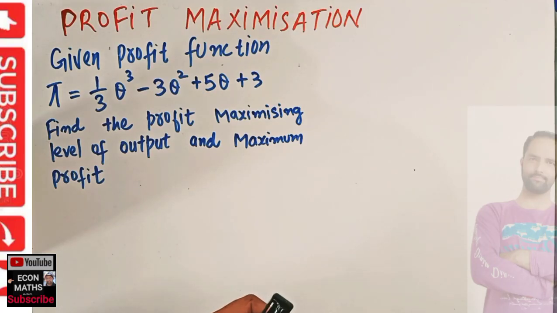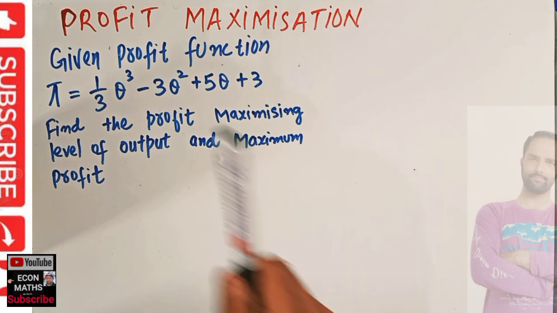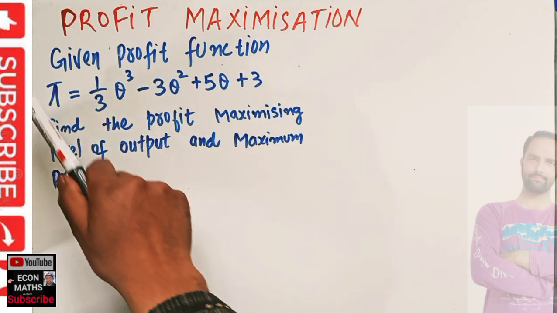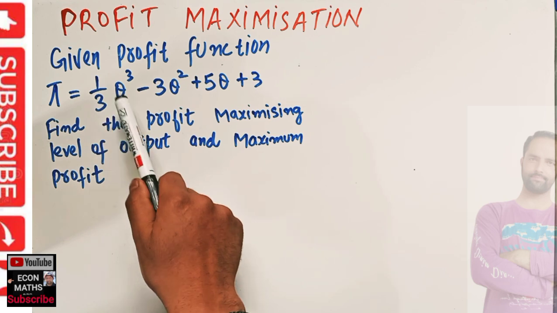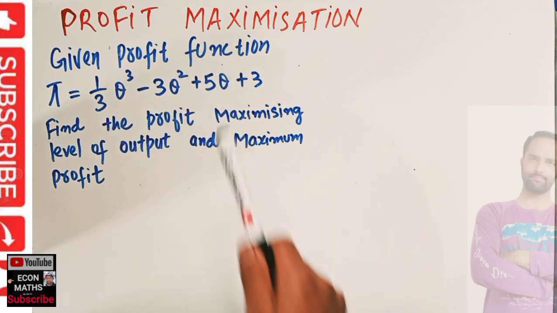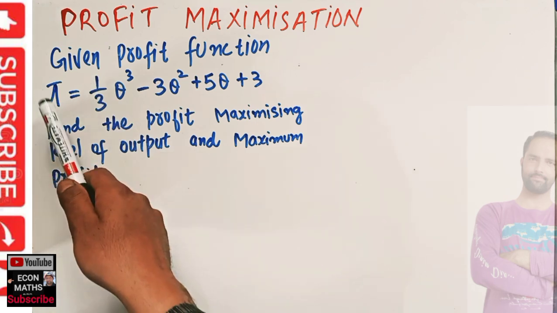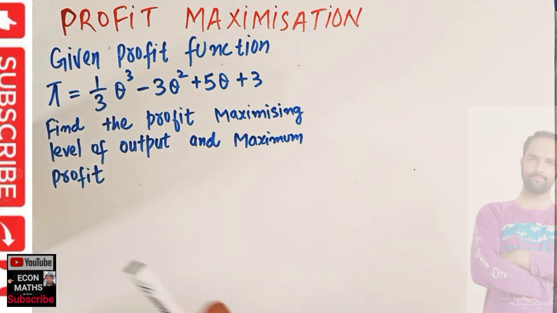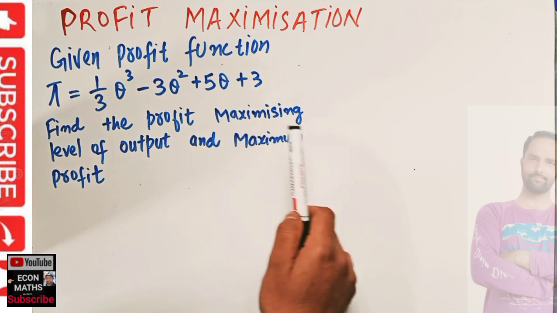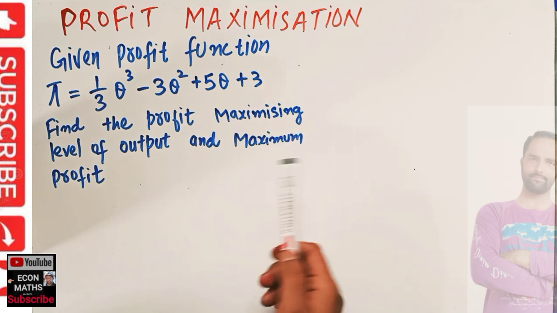In this video, we will solve a problem on profit maximization. This question was asked by a brother Zakir Khan on YouTube. The question is, given the profit function pi is equal to 1/3 q cubed minus 3q squared plus 5q plus 3, where q denotes the output and pi denotes the profit. We have to find the profit-maximizing level of output and the maximum profit.